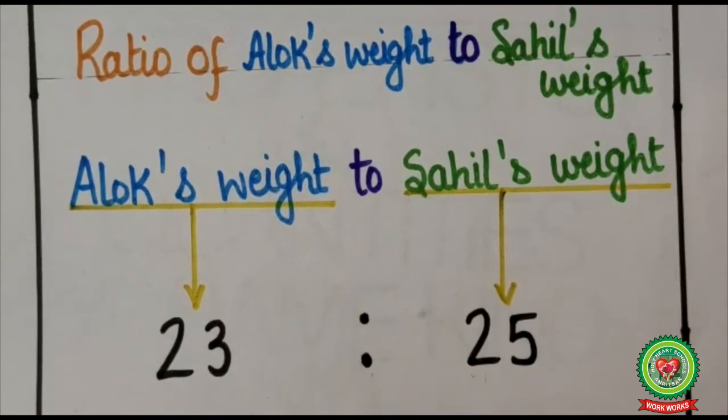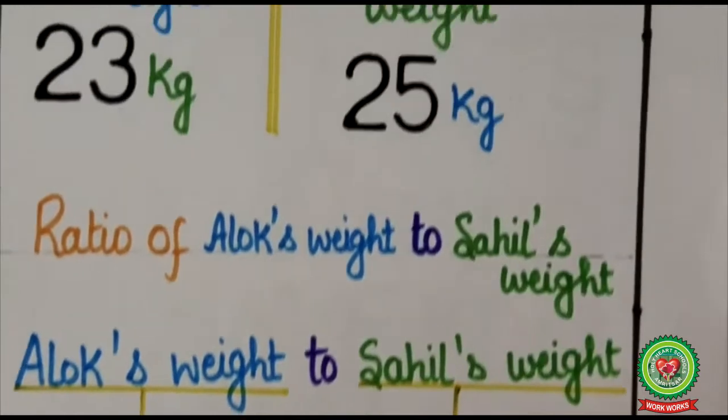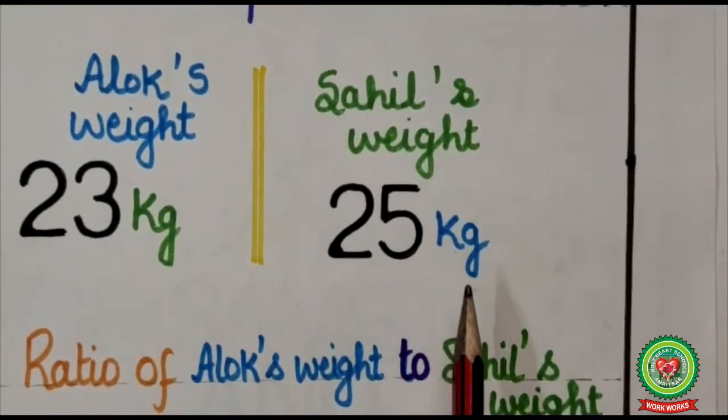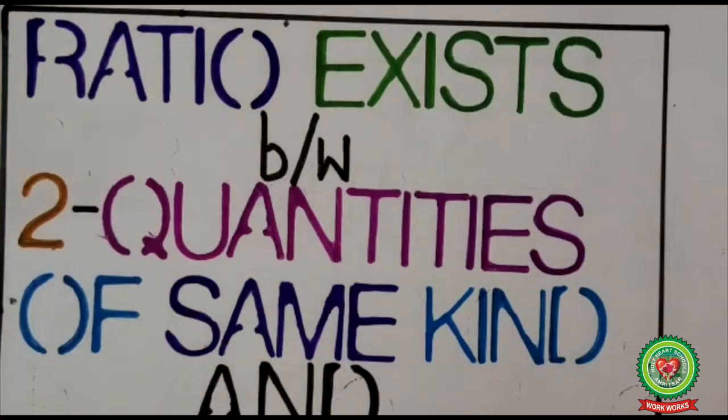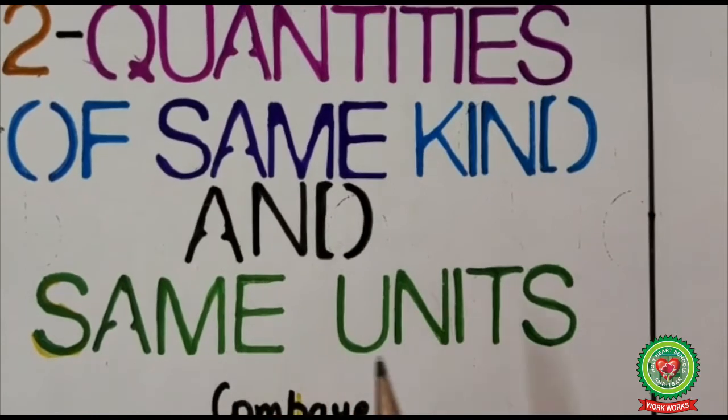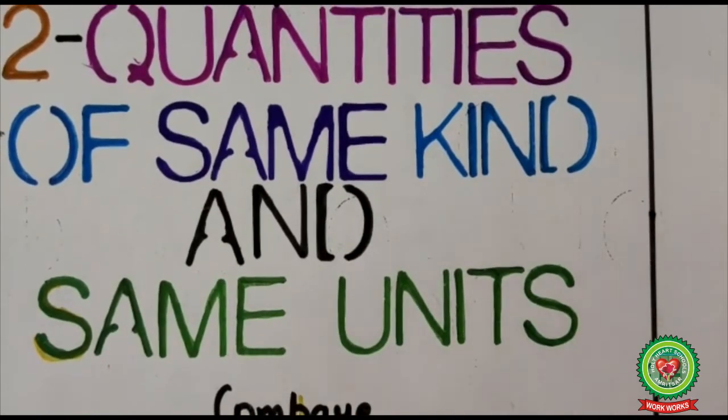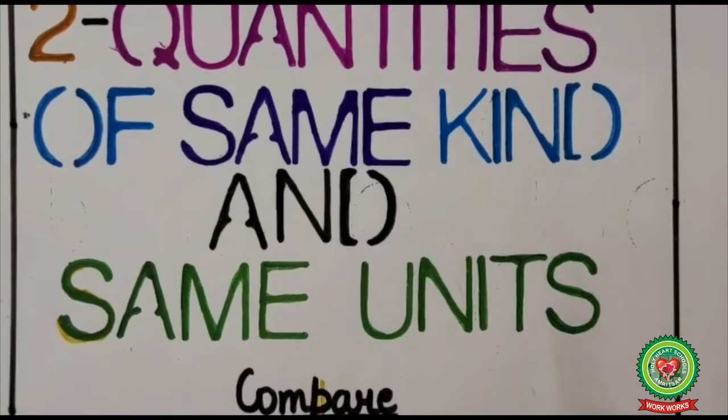As you can see here, we are comparing the weights of two children by the division method. Both are given in kilograms. Therefore, a ratio always exists between two quantities of the same kind and same units. As you have just seen in the previous example, we were comparing weight and both weights were given in kilograms.